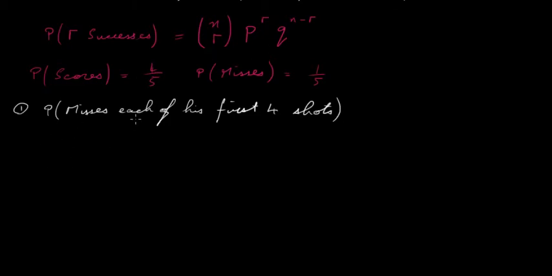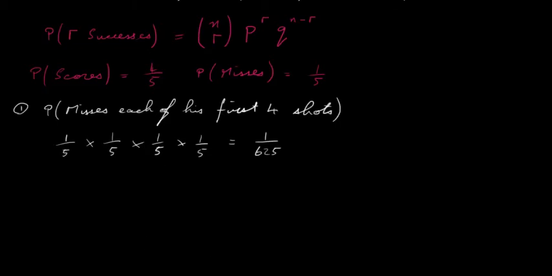So the probability that he misses each of his first 4 shots. Well, the probability that he misses his first shot is 1/5, and he misses the second one, and he misses the third one, and he misses the fourth one. So this is the probability that he misses his first 4 penalty shots, which is 1/625. So that's our first method: just write down the probabilities and multiply them. It's the first shot and the second and the third and the fourth, so you just multiply them.